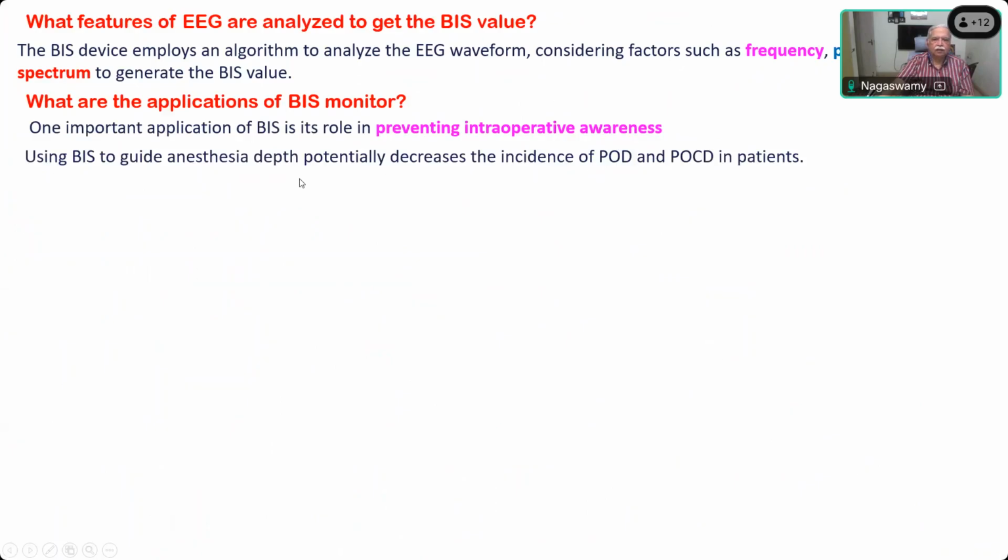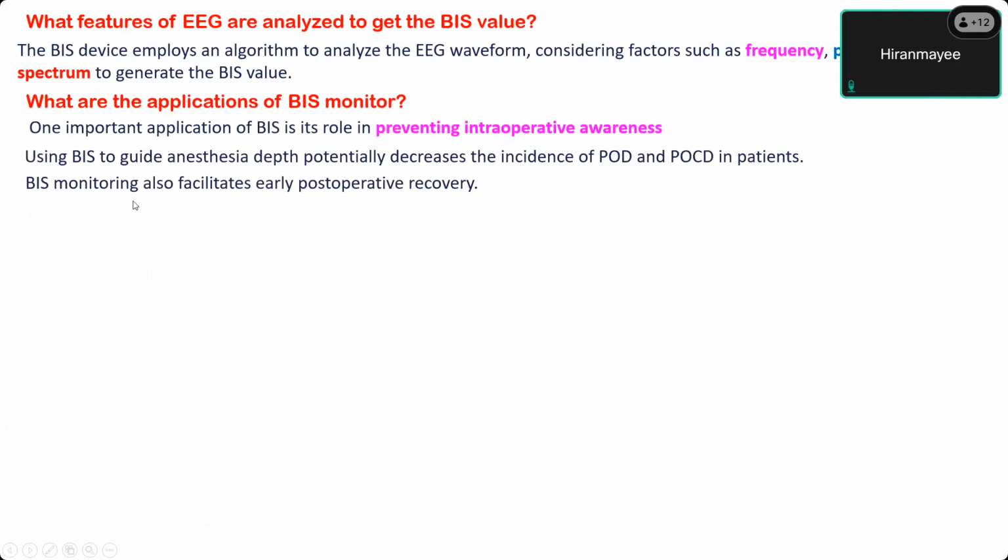And it can also be used in reducing the incidence of POD and POCD in patients. Post-op delirium, post-op cognitive dysfunction. This monitoring also facilitates early post-operative recovery. Okay, based on that only you do that.